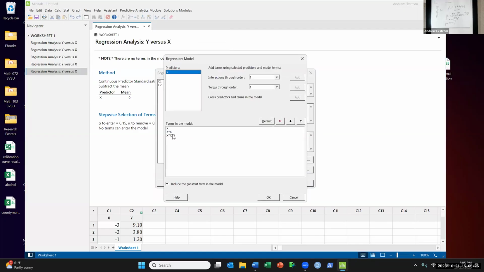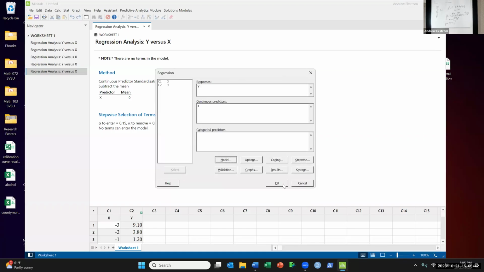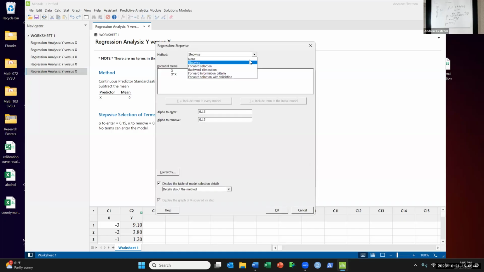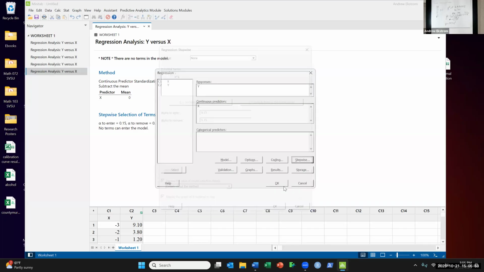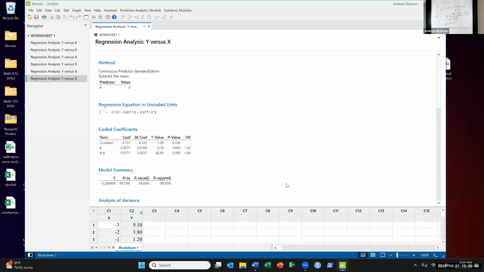So I'm going to go back to Model, going to eliminate the cubic term, because we saw that the cubic term was not statistically significant and it had a high VIF next to it. I'm going to click on OK. Stepwise, going to get rid of that. So sorry about this. Then click on OK. Try this one more time.